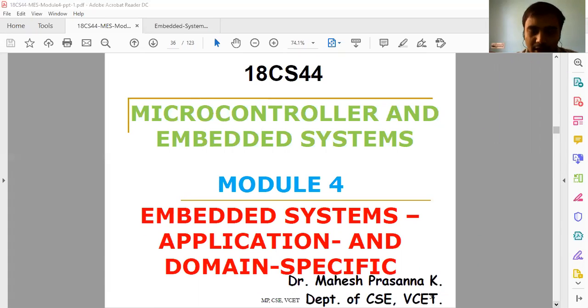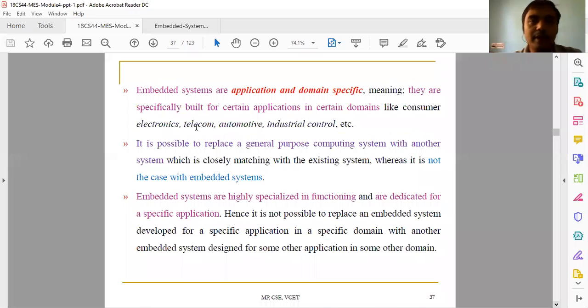The other one is car. What are all the embedded systems present in a modern car, right? So that is in the automotive domain. So let's discuss one by one. The first application is about the washing machine. He has given a few points with respect to the application and the domain specific.